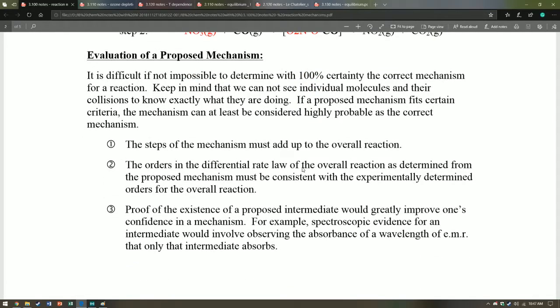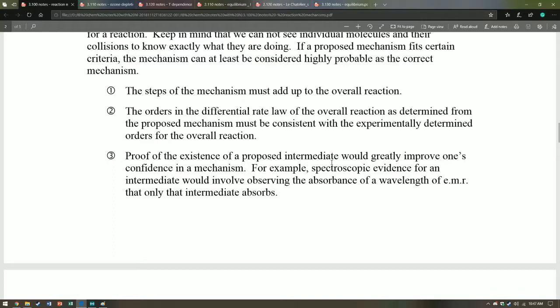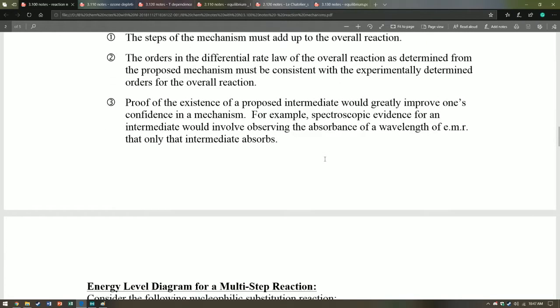When you get a proposed mechanism, it's not possible to determine with 100% certainty that the mechanism is correct. However, you should generally follow these steps. The steps of the mechanism must add up to the overall reaction. The orders that you get experimentally must be consistent with the rate law you determine for the mechanism. And then lastly, if you had proof of the intermediate's existence, obviously that would be great.